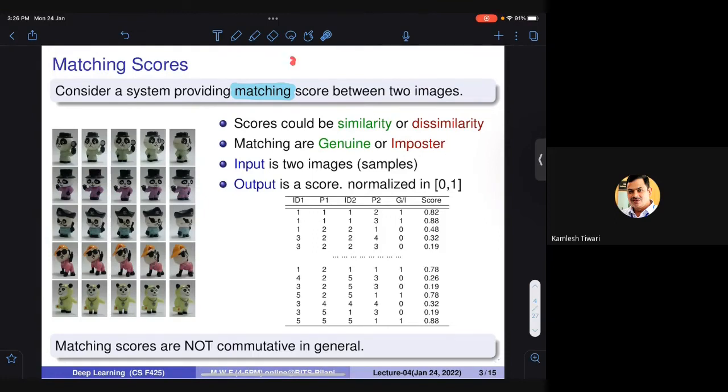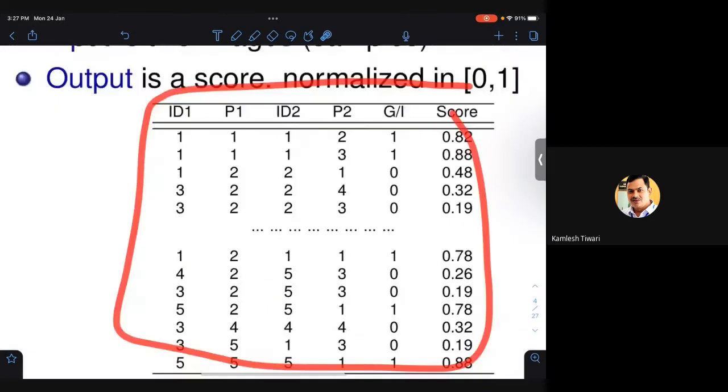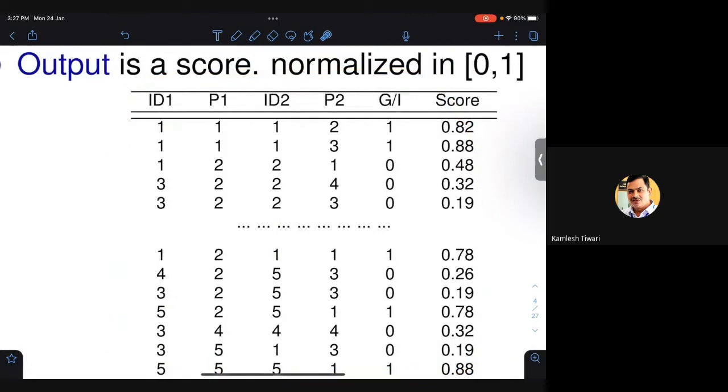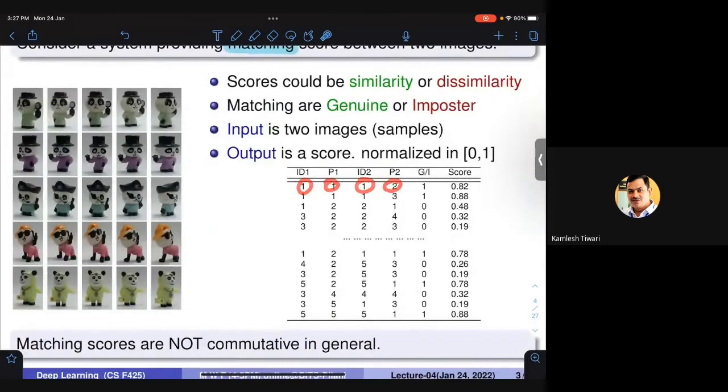You also understood that 25 multiplied by 24 matchings are possible. So I have created this particular table. Just focus on this table. The first person's first image is matched with the first person's second image. So this image is going to be matched with this image, and it is a genuine match. You know genuine and imposter. This line says genuine imposter, and this is a genuine match.